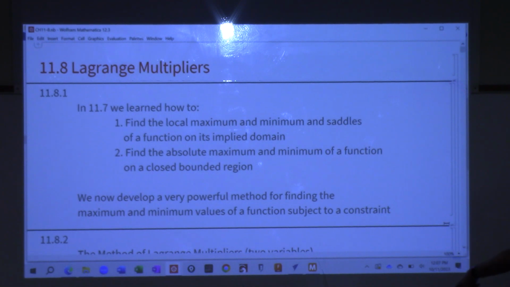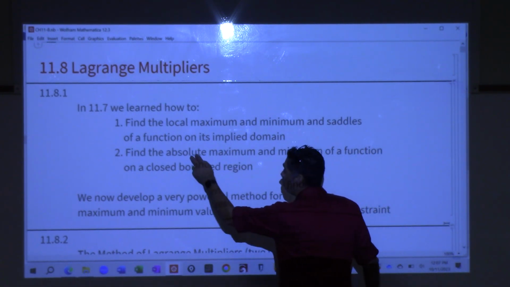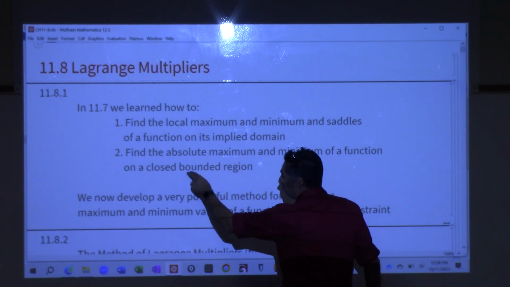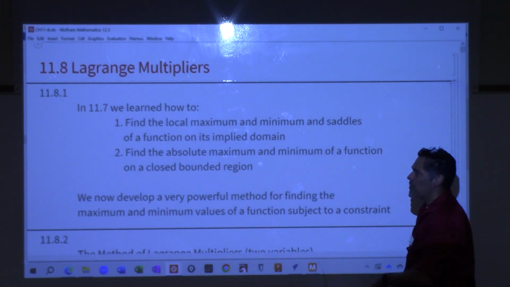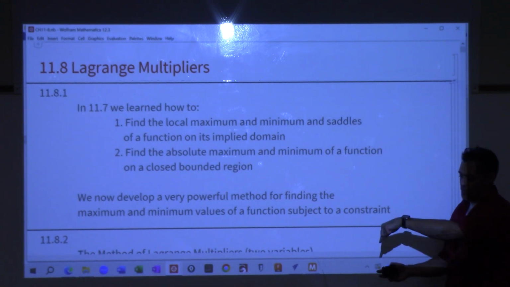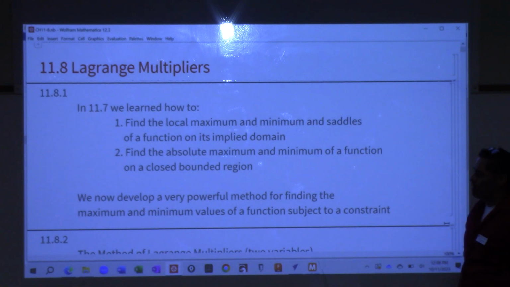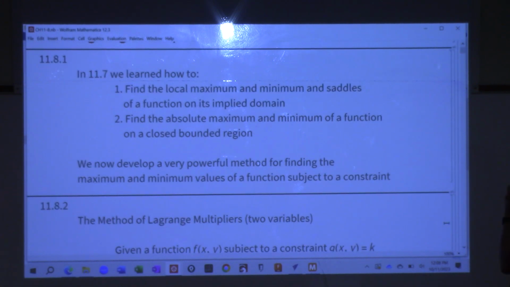Then in the next part of that section, we said we can find the absolute maximum and minimum of a function on a closed bounded region. For that we had to find critical points, and then also move along the boundary and find maxes and mins. We now develop a very powerful method for finding the maximum and minimum values of a function subject to a constraint.